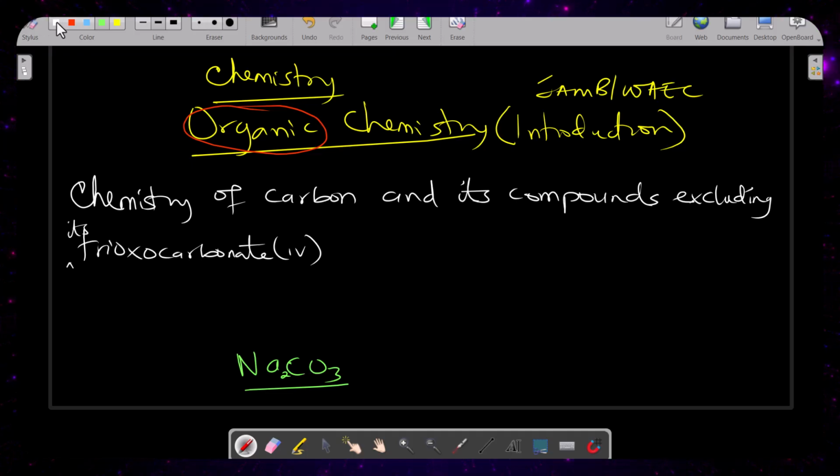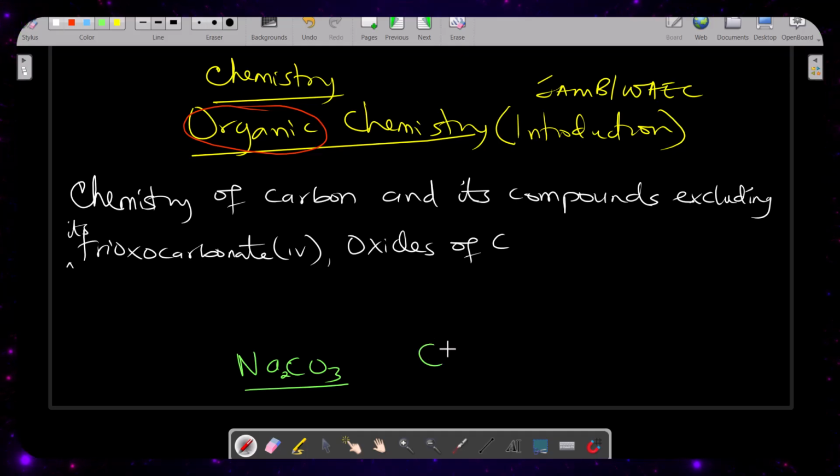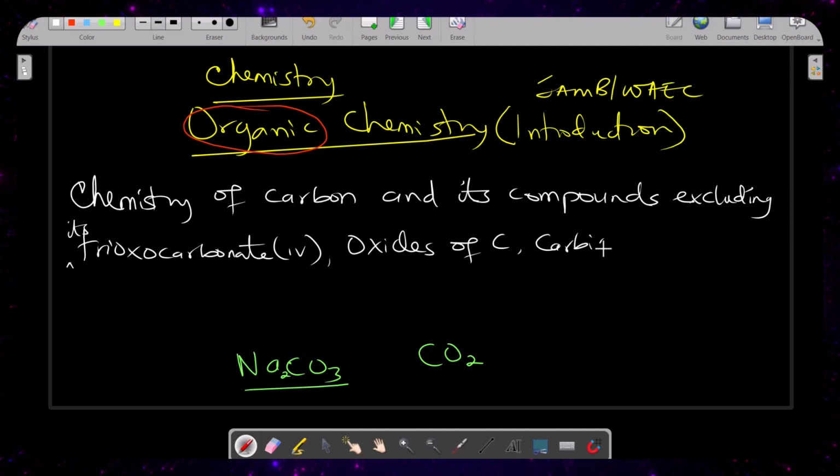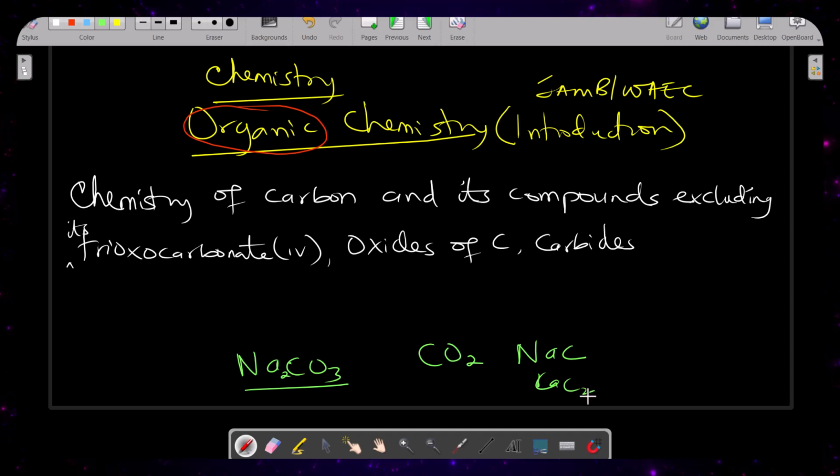The next one we are going to exclude is the oxides of carbon. Examples of oxides of carbon are CO2, carbon(IV) oxide, or carbon(II) oxide. We are also going to exclude what we call its carbides. Examples of the carbides of carbon are sodium carbide or even calcium carbide.